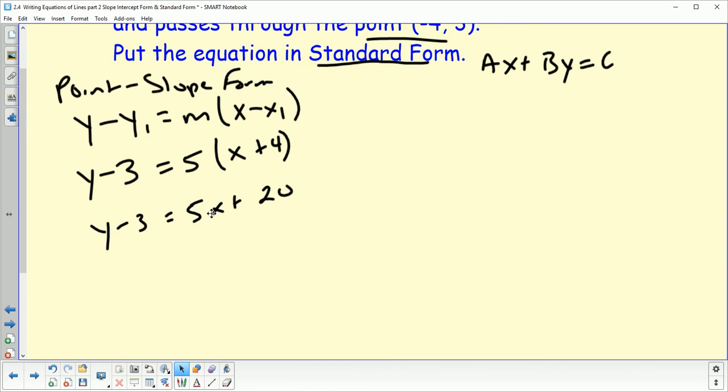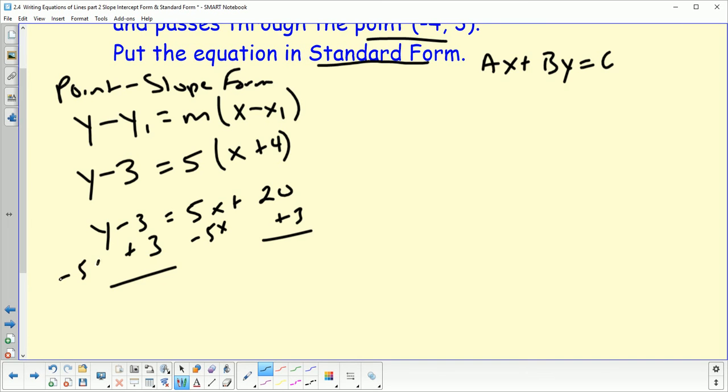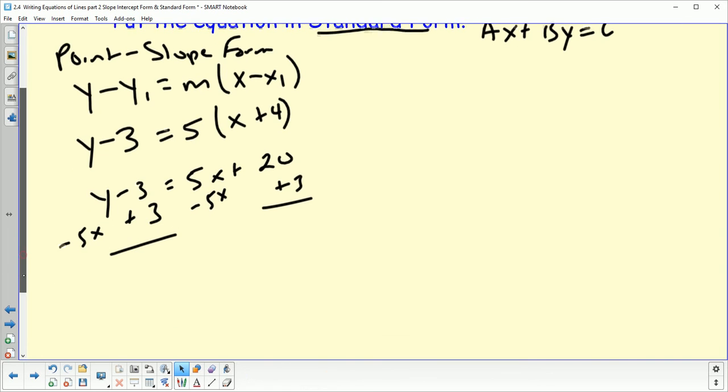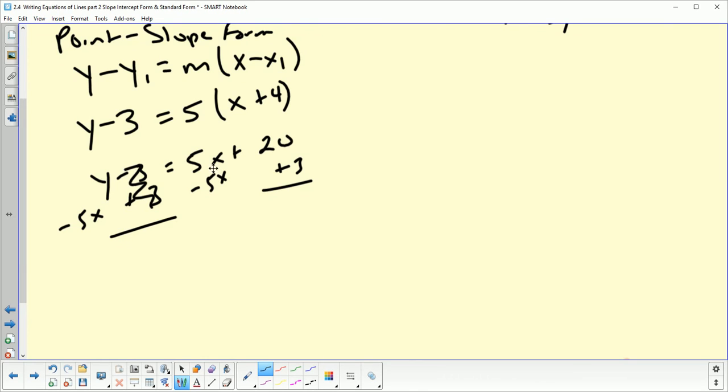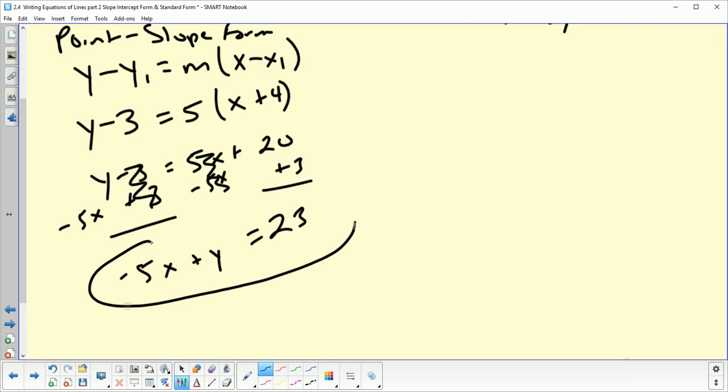And now I want to move my x over here and my constants over here. So I can start by adding 3. And then in the same step, since I want to move my x, I'm going to subtract 5x. That way we get everything on one side in one step. So our 3's cancel out here. The 5x minus 5x cancels out here. We get 23 on our right side. That's our constant. And on our left side, we want to add these two. So I'm going to say -5x plus y. And that would be standard form, because now you have your x and y on one side and your constant on the other side.